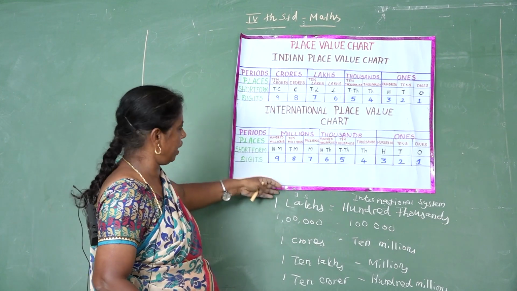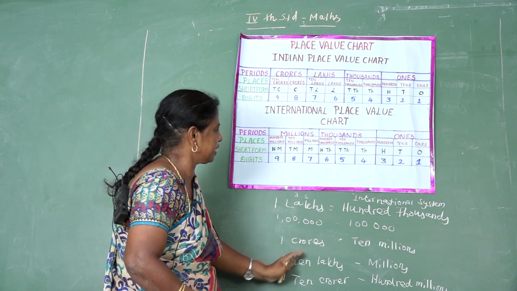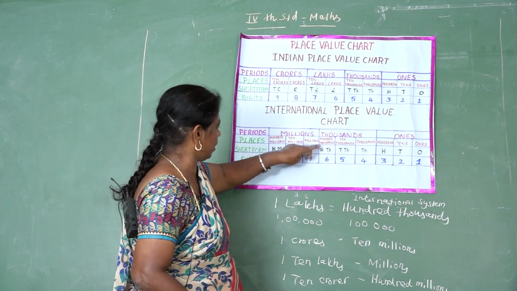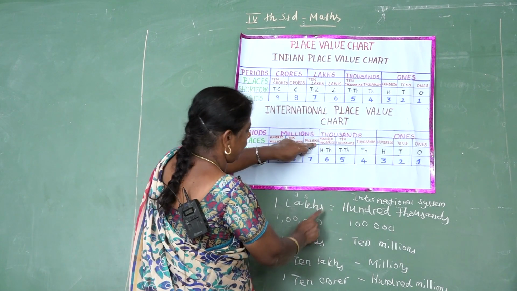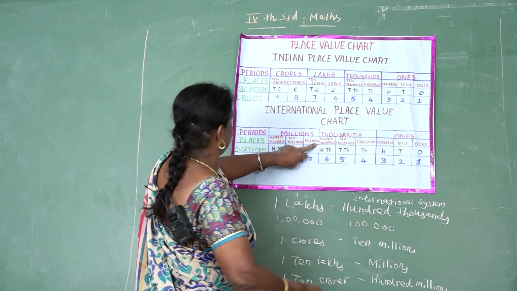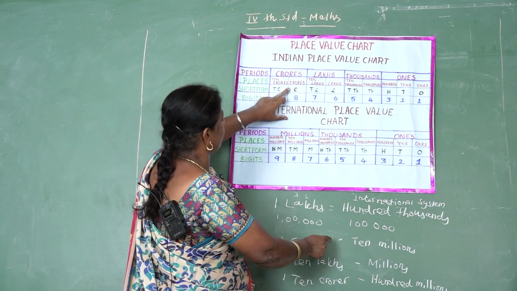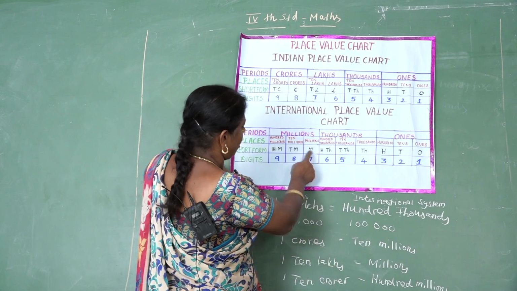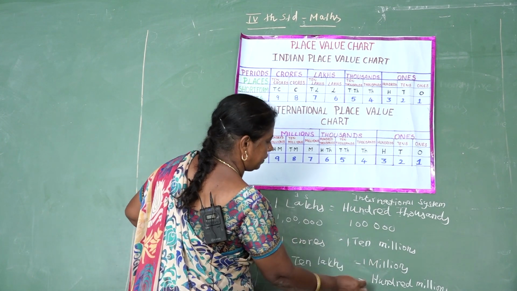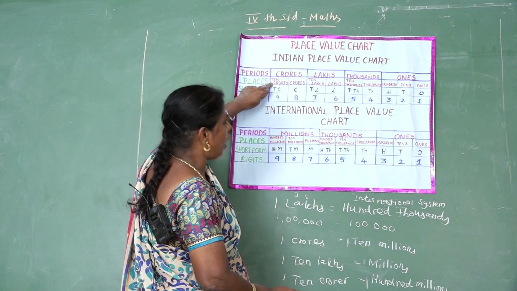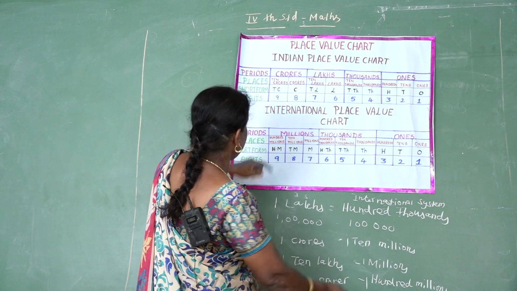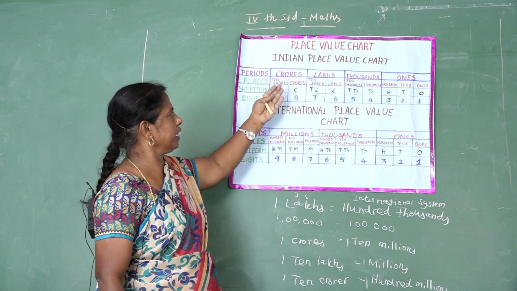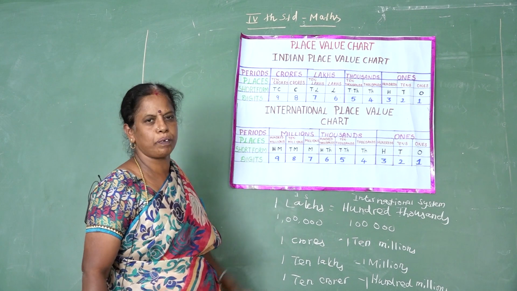From the above chart, this is the Indian system and this is the international system. In the Indian system, 1 lakh equals 100,000. Next, 1 crore equals 10 millions. Next, 10 lakhs equals 1 million. Next, 10 crores equals 100 millions. Now, are you clear about both methods, the Indian place value chart and the international place value chart?